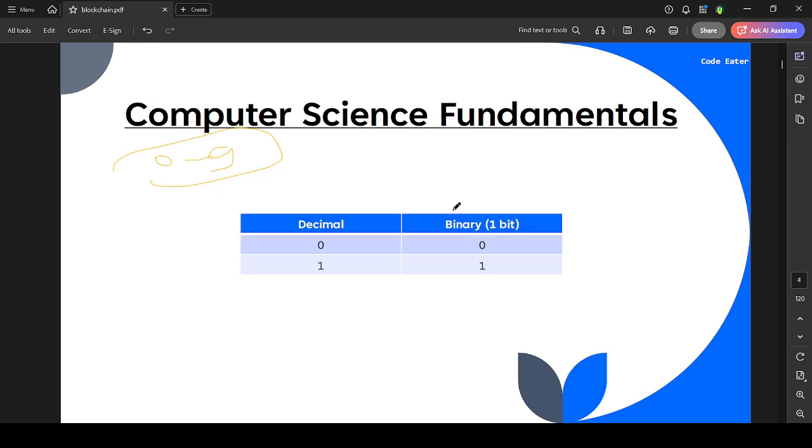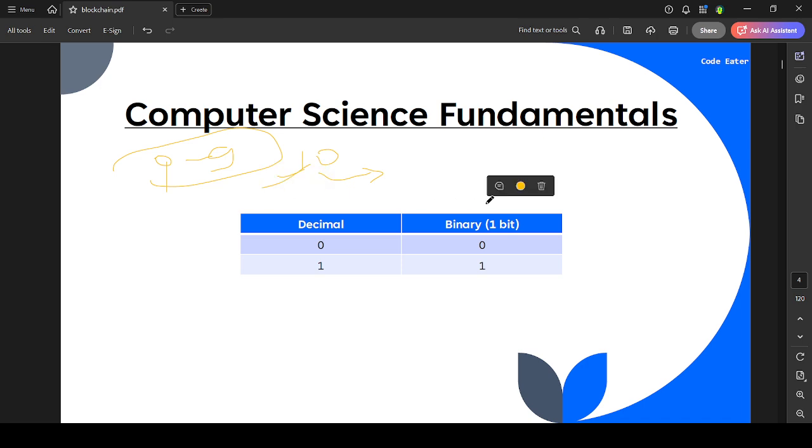Okay, so here we have some computer science fundamentals. As we know, in daily life we use decimal numbers, 0 to 9. If you want to write 10, then you use 1 and 0. So 0 is a decimal number and 1 is also a decimal number. So we have 10 decimal numbers.